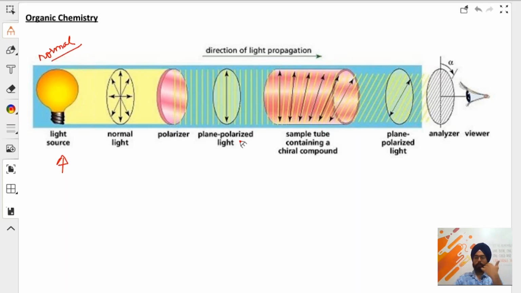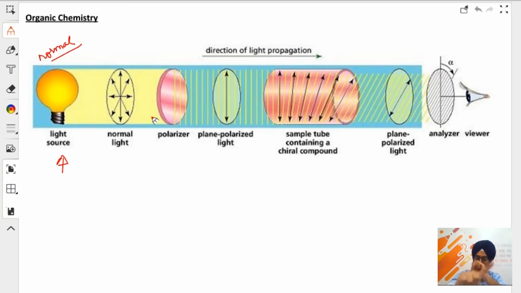Okay? Now to do an experiment, I am a scientist. I am an organic chemist now. I am in my laboratory. I have to do some experiments. To do the experiment, I don't want the light in all directions. I want the light only in one direction. Okay? This was all directions. If you can see my image, this is just one direction now.